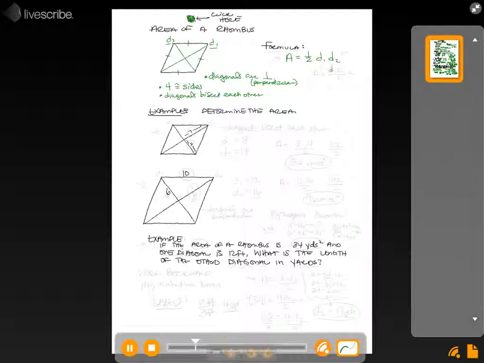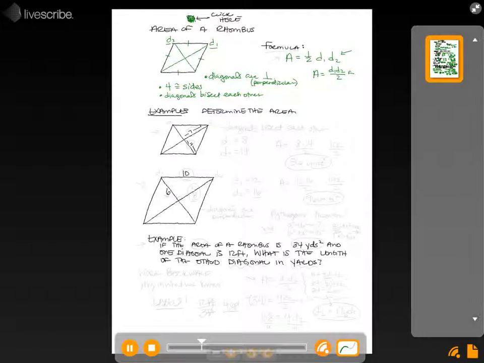Another way to think of it is D1 times D2 over 2. That might be easier for some people, so they don't get confused with the half and distribute it all the way through. You can just multiply your diagonals together and then divide by 2. It will give you the same answer, so either one of these formulas will work. Normally when you see it written, people write it the first way, but the second one is going to give you the same answer. Okay, so let's look at our examples.